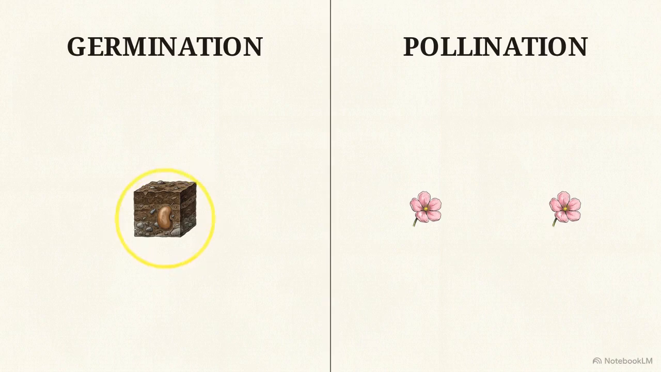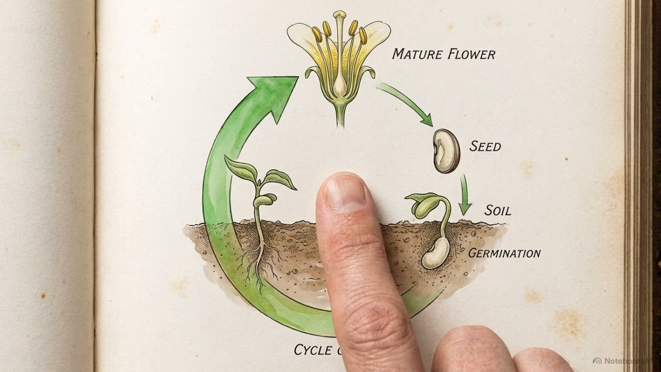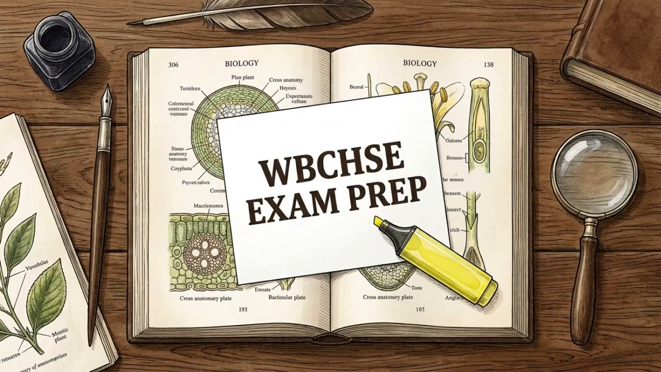On the left is germination, the awakening and growing process of the seed. On the right is pollination, the physical transfer mechanism required to manufacture that seed. These two cycles are linked at every step, and your textbook frequently tests how one process enables the other. Mastering these specific connections is how you prepare for the highest yield questions on the WBCHSE exam.